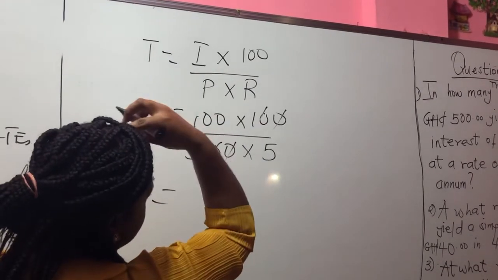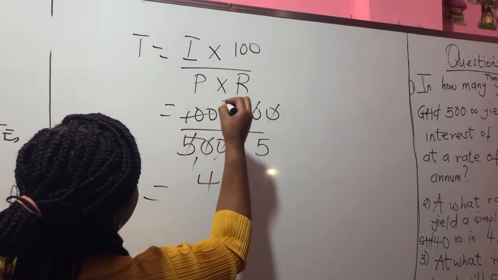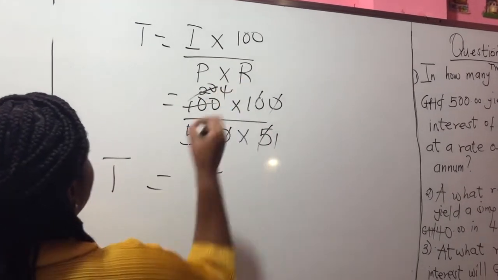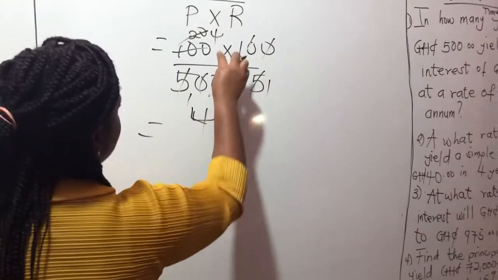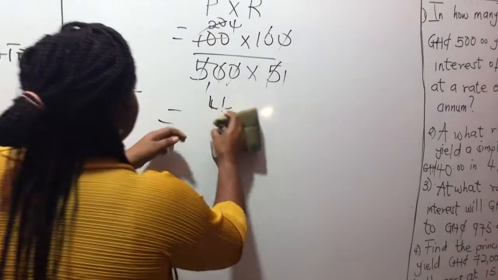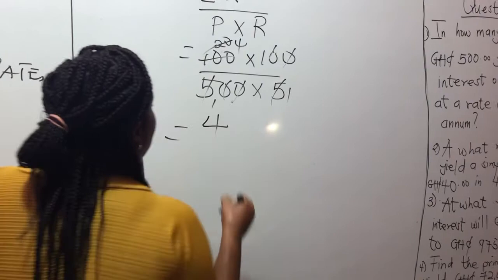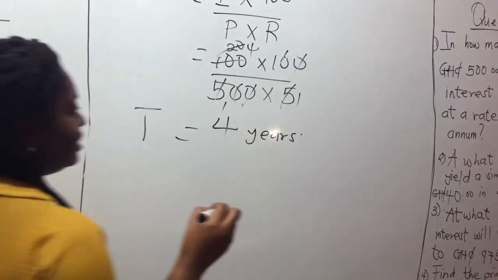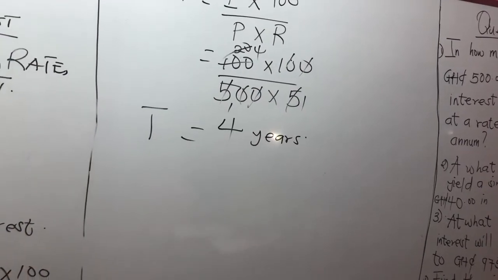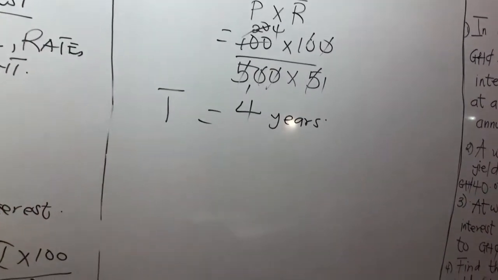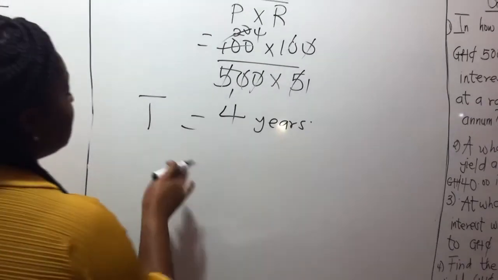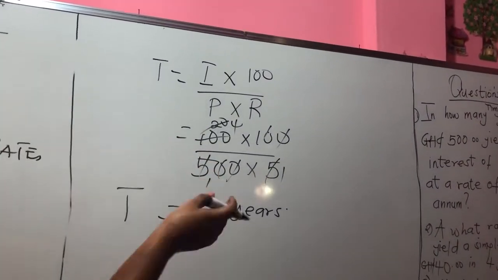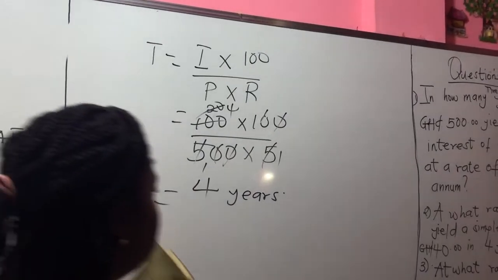5 into 10, 20. Then 5 here 1, 5 here 4. So we have what? 4. I wasn't supposed to do it, so you have to try and do it yourself. So time is what? 4. How many years? Time is in years. So that means he took the money, 500 Ghana cedis, and at the end of the 4 years, he paid 100 Ghana cedis. So this is how simple it is.